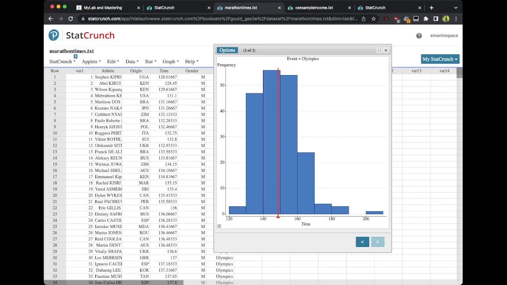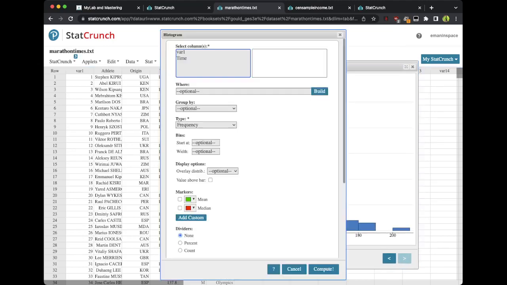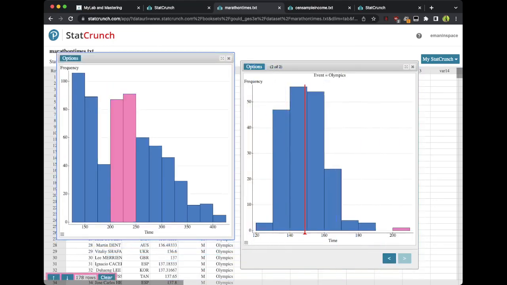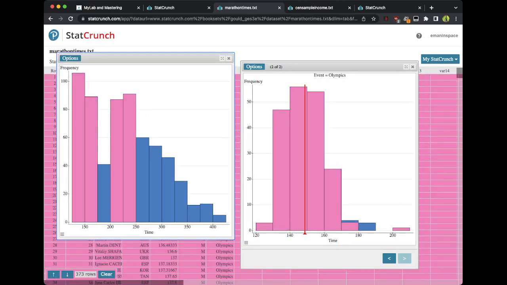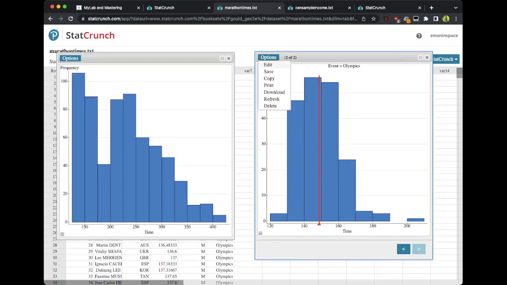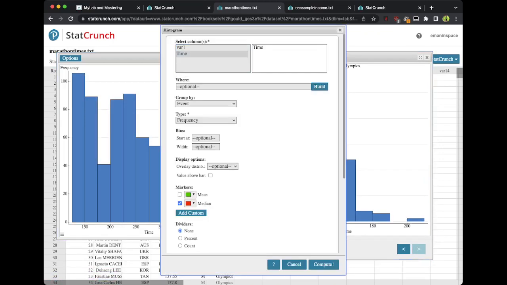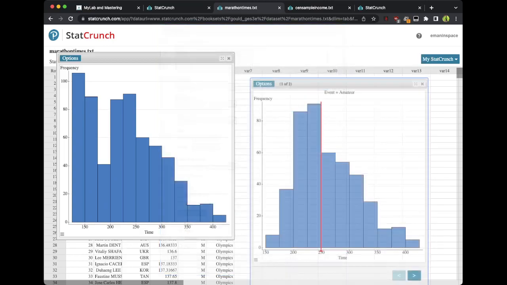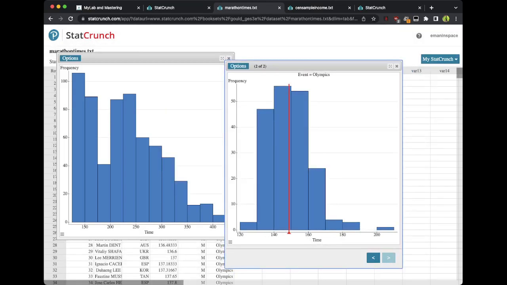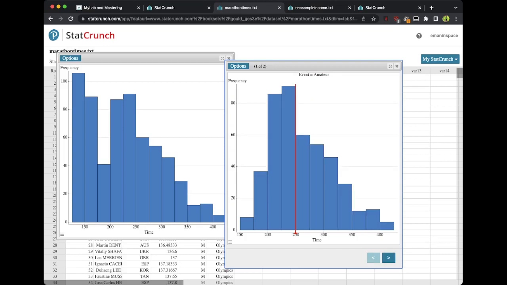So you can see that we were able to take our original multimodal distribution. Let's make it again: graph, histogram, we'll go time. We originally had this multimodal distribution with these two high points right here. How did we get unimodal distributions? We had the graph break it into two groups, or group by which event they ran at. And the events were either amateur events or Olympic events, and then we turned it into a unimodal distribution.